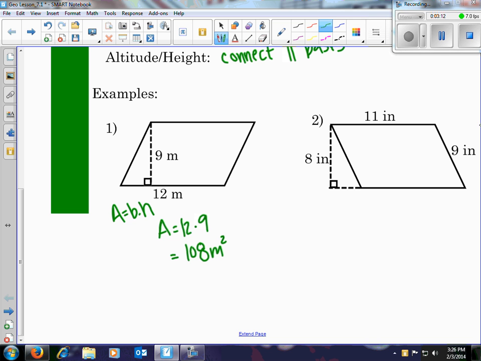Now, let's do the next one. If you'd like to pause the video and do the next one without me first, that would be wonderful. But if you're still confused, we still have area equals base times height. Now, this is my height. This is a diagonal line. If I were to measure how tall I am, I would not measure in a diagonal line. It would be straight up and down. So my height is 8 and my base is 11. So I have 11 times 8, which is just equal to 88 inches squared.